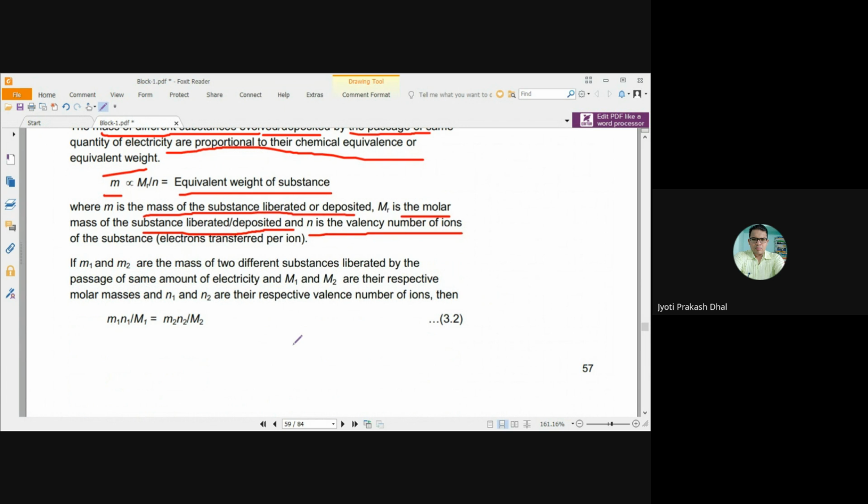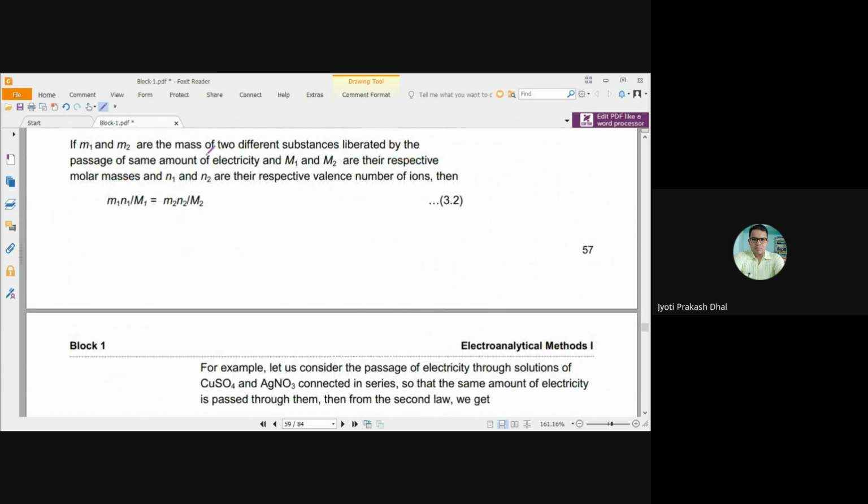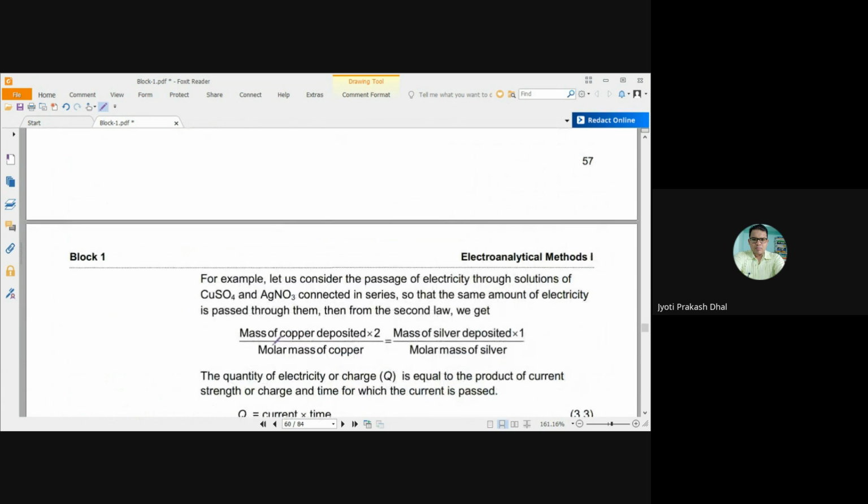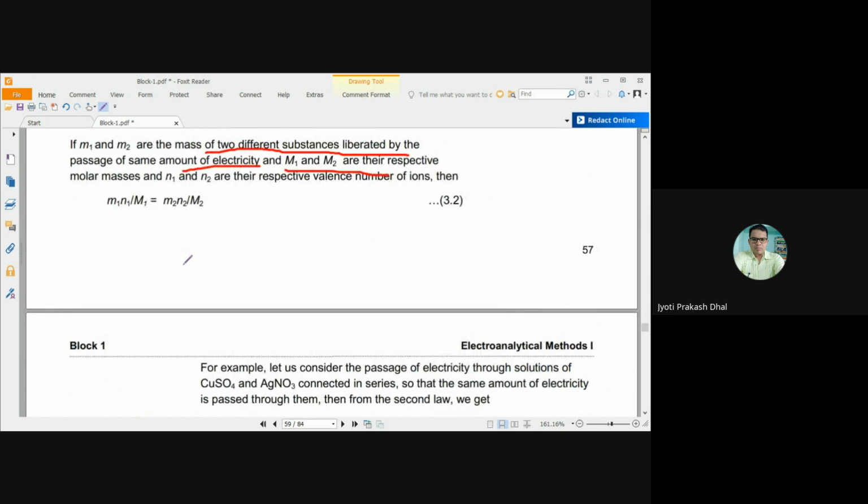That means M is directly proportional to the equivalent weight of the substance. So if m1 and m2 are the masses of the two different substances liberated by the passage of the same amount of electricity, and capital M1 and M2 are the respective molar masses of the different substances, n1 and n2 are the respective valence numbers of the ions, then m1 is the mass of the first substance deposited, n1 is the valency, and capital M1 is the molar mass. So m1n1 by M1 equals m2n2 by M2.